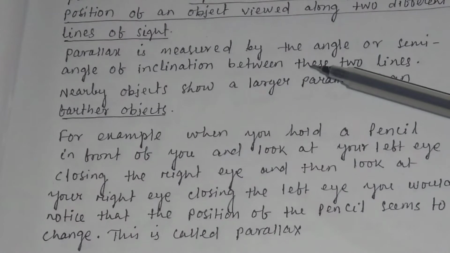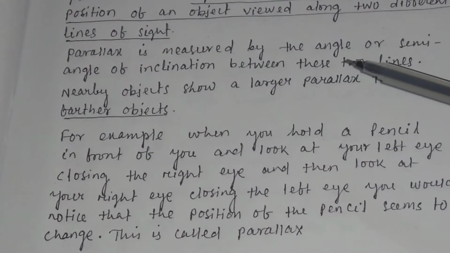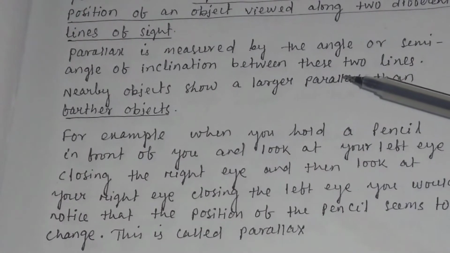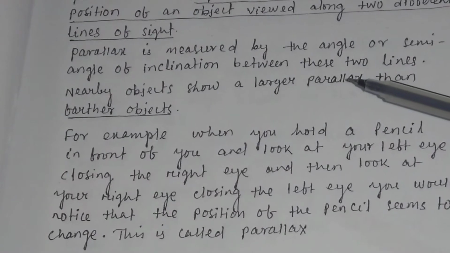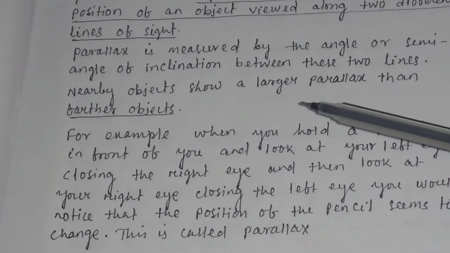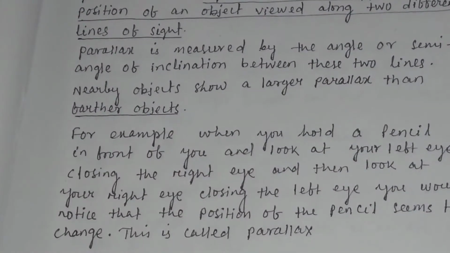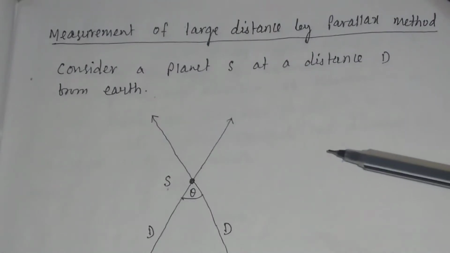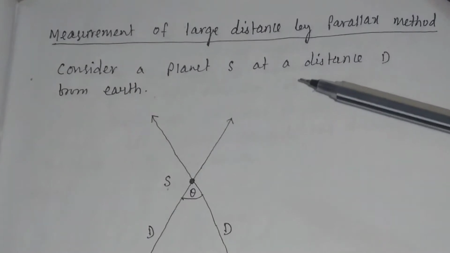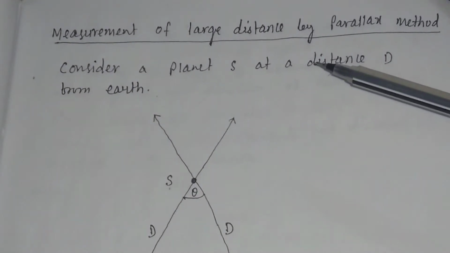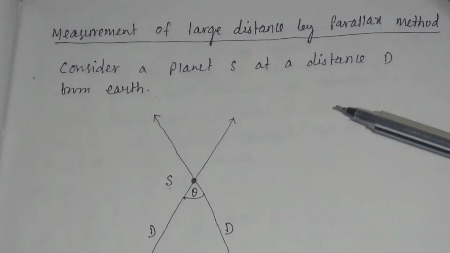And parallax is measured by the angle of inclination between these two lines. Nearby objects show a larger parallax than farther objects. Now let us see how you measure large distances by using the parallax method.